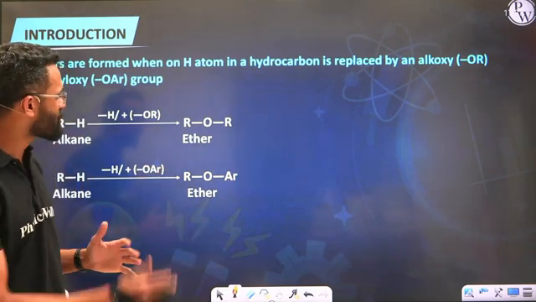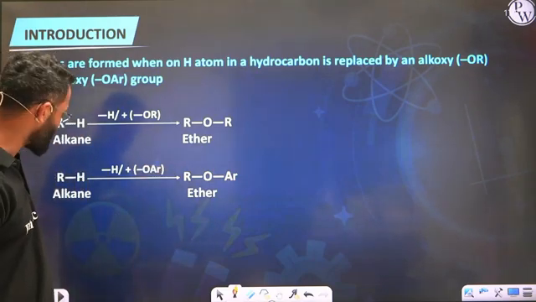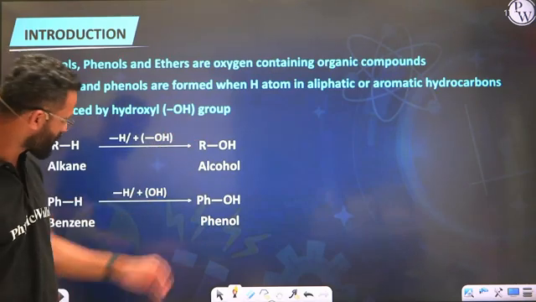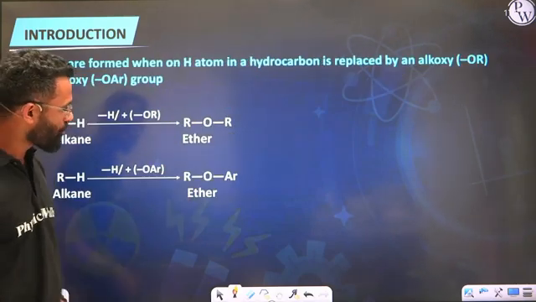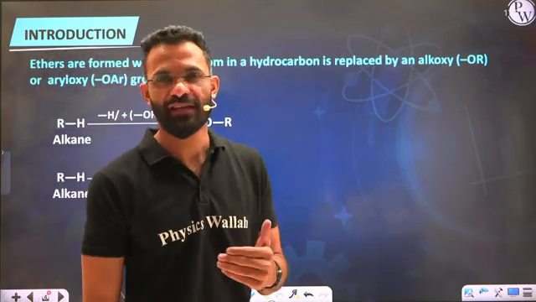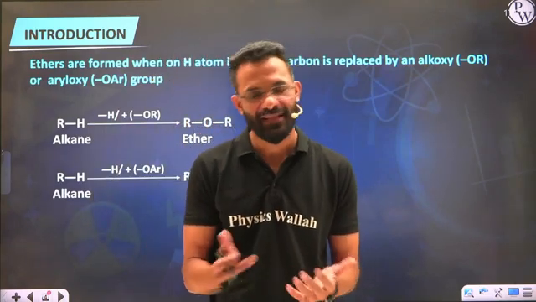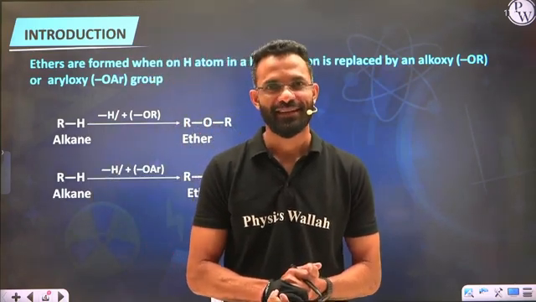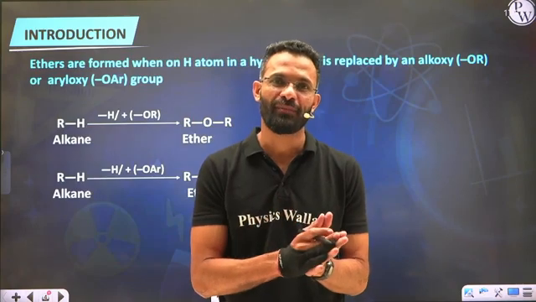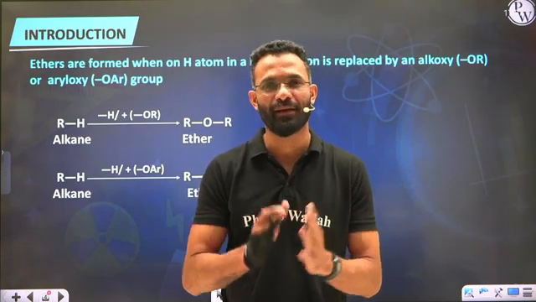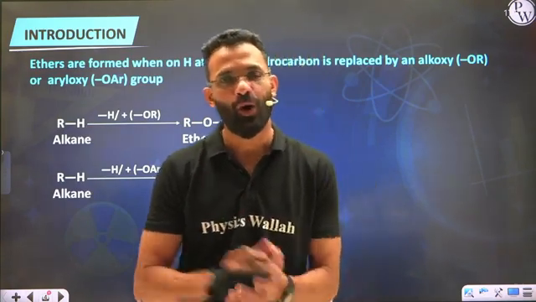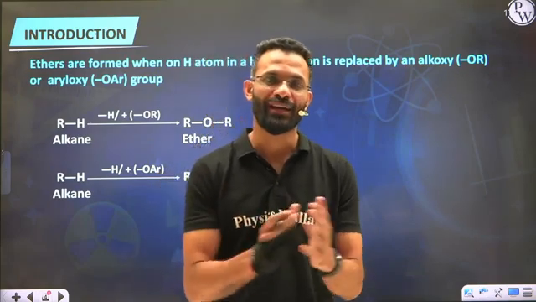So in general, there are three classes of compounds: alcohols, phenols, and ethers. One common thing we observe in their structure is that they contain an oxygen atom. Hence, such organic compounds can collectively be called oxygen containing organic compounds.